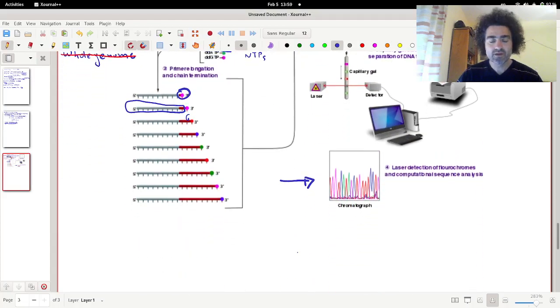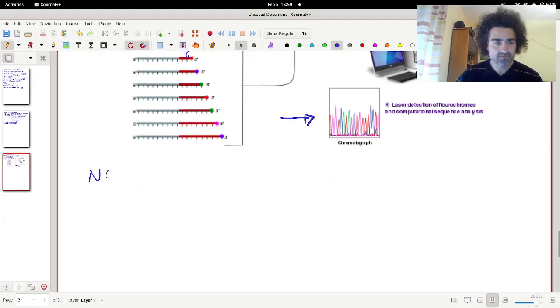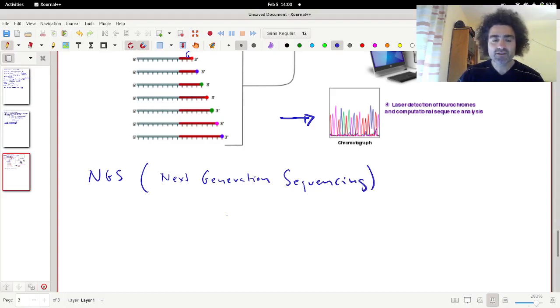Okay, then the next generation sequencing appeared, and it used different ideas to speed up the whole process. There are different technologies of NGS. I will give you a paper to study for that.